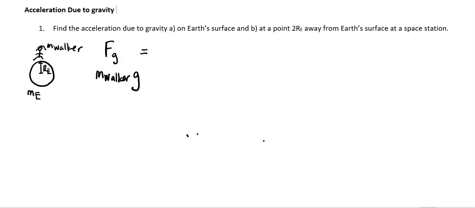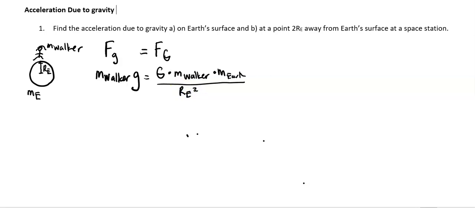The other equation is F big G, Newton's law of gravitation, where that equation is big G, the universal gravitational constant, times the mass of the two objects. In this case, we're looking at the mass of Walker times the mass of the Earth, divided by the distance between the two, and it's again the center to center distance. The distance between me and the center of the Earth is just the radius of the Earth, so divided by the radius of Earth squared.